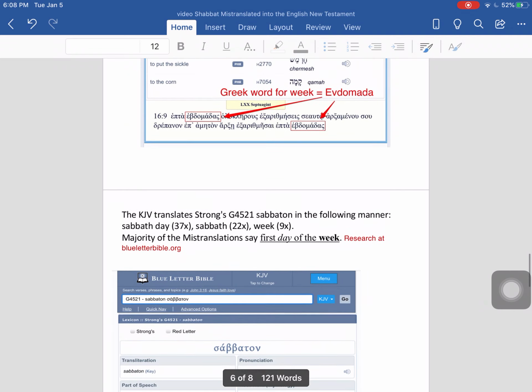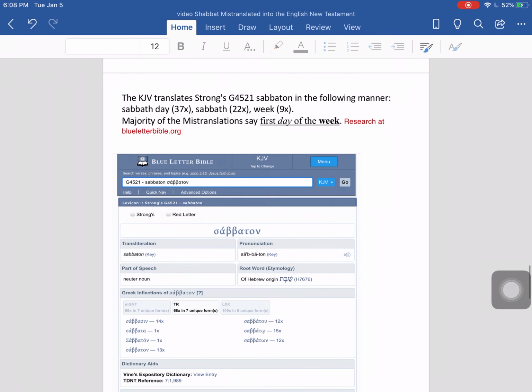One is the annual Sabbath, the first day of Feast of Unleavened Bread. So here I'm just showing how the King James rendered the mistranslation in the New Testament concerning the word Sabbath, and they mistranslated it 9 times for the word week.